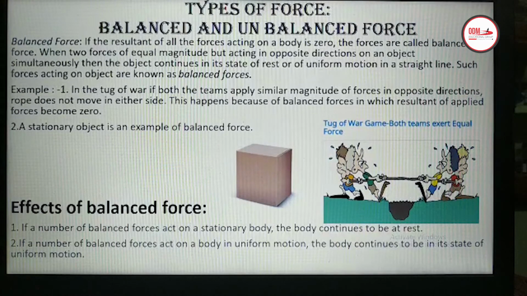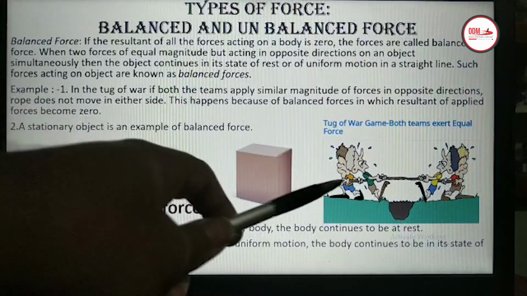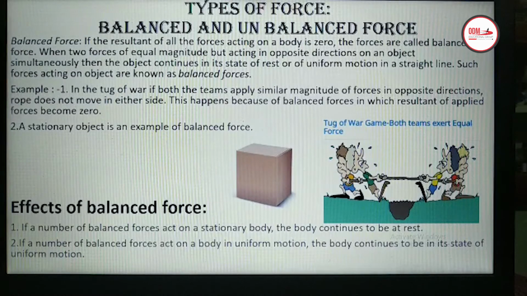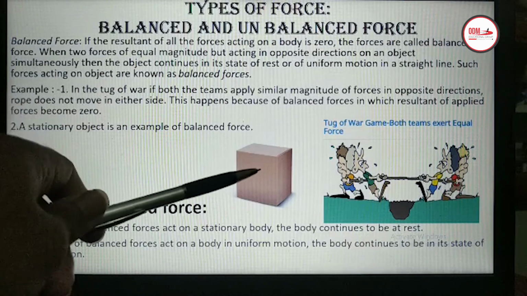You just see the diagram here. In the diagram, it is given that the tug of war game in which both teams exert equal force. You can see that in this case both teams apply an equal amount of force but in the opposite direction. So a tug of war game in which both teams exert equal force is an example of balanced force. A stationary object is an example of balanced force.